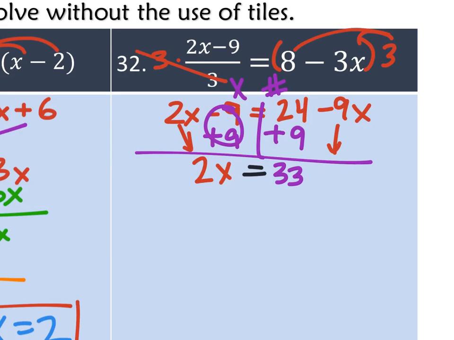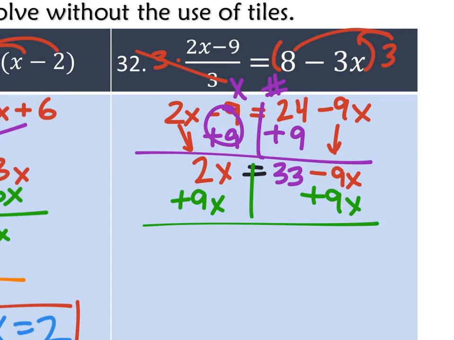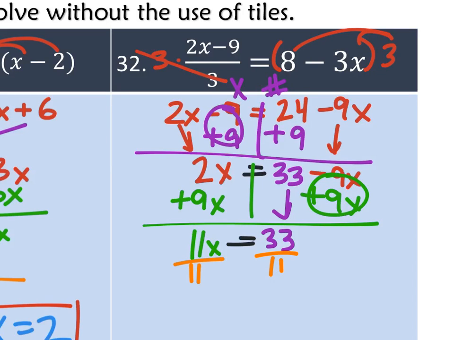And then we'll drop this negative 9x there. But the negative 9x is on the wrong side of the equal sign, so zero that out as well. Add 9x to both sides. Oh, it's going to turn out very nice. 2x plus 9x is 11x. You're going to equal that 33 because the negative 9x and the positive 9x are going to zero out. Divide both sides by the coefficient and we're good. So x equals 3 in this case.